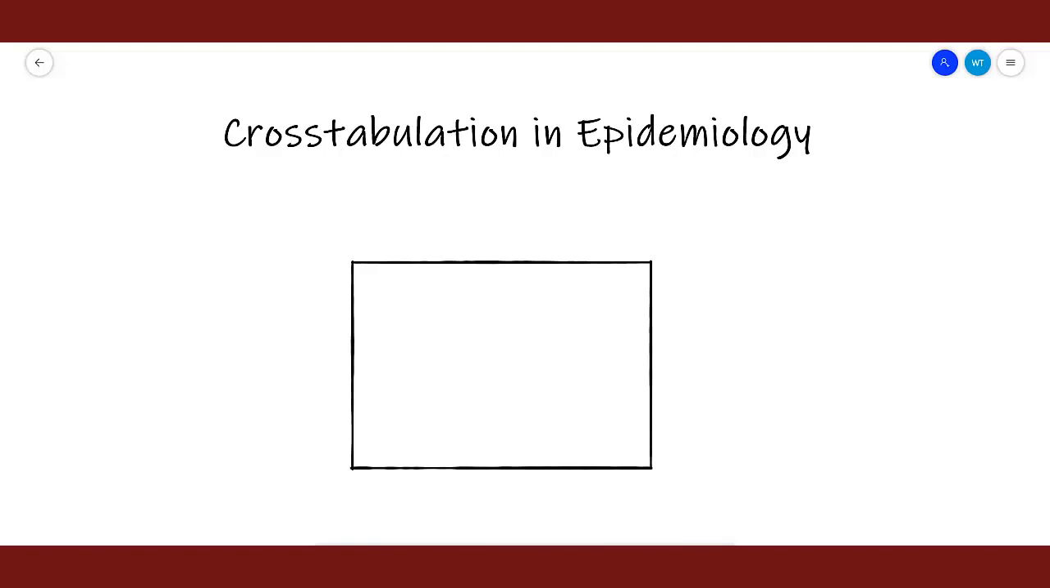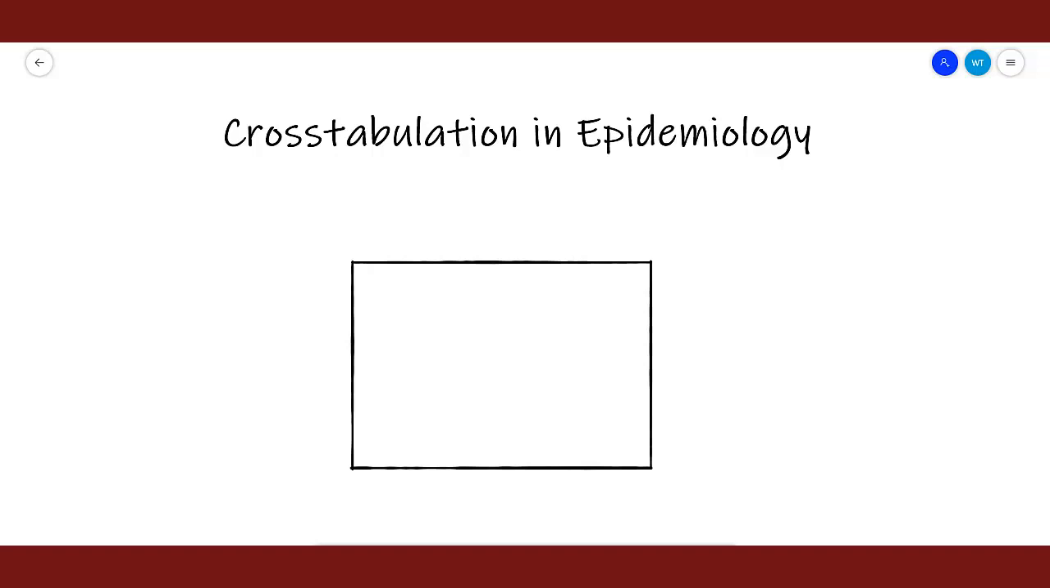Sometimes epidemiologists need to determine the difference between two potential exposures and which one is the more likely cause of an outbreak of disease. In this video, we're going to talk about conducting cross-tabulation in an epidemiological investigation and how to do it by hand through deduction.